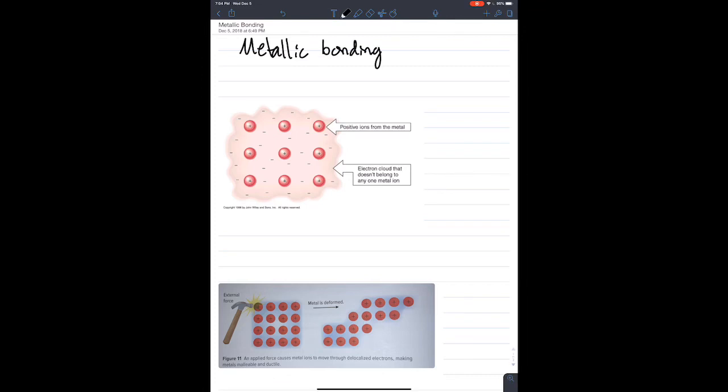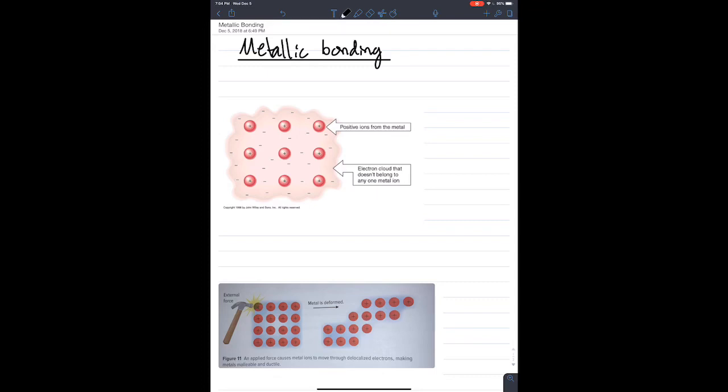But for now, let's talk about metallic bonding. Okay, this will be a quick vid. This is not a very complex topic. It's probably the simplest type of bonding to understand. The most crucial point I think is just that metallic bonding has some unique properties that make metals different.